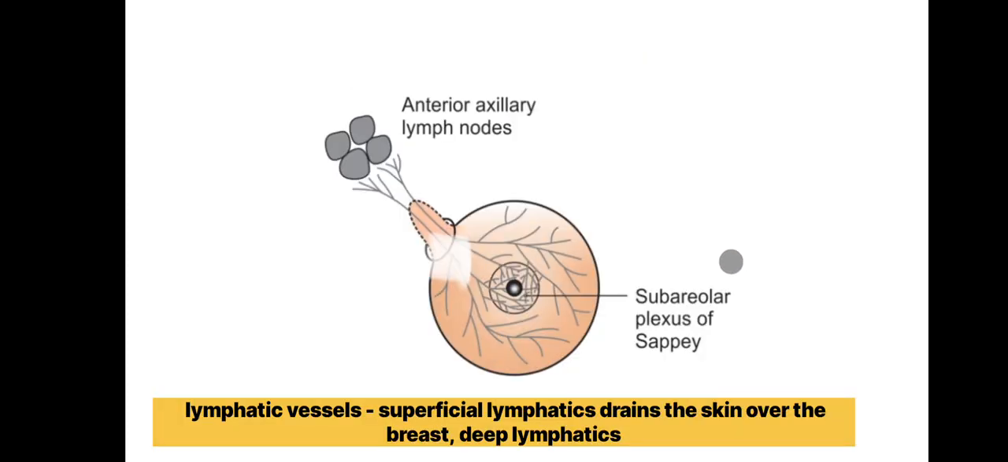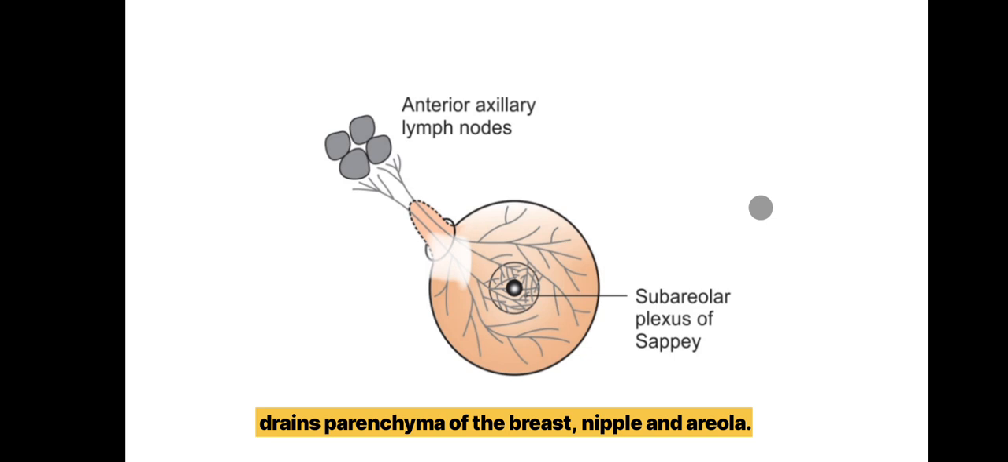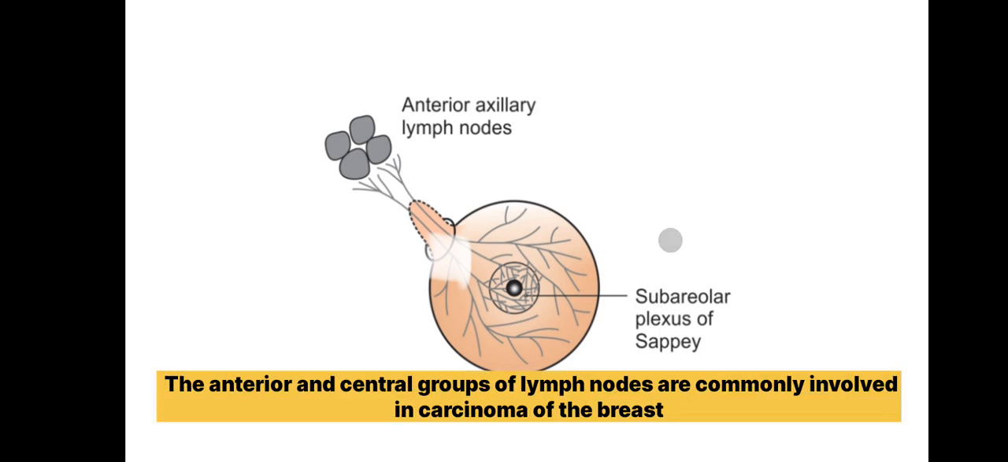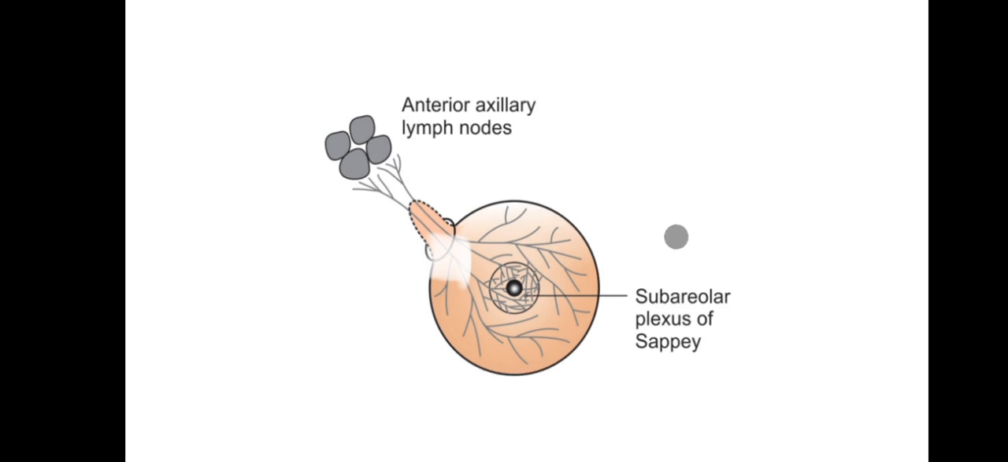Lymphatic vessels. Superficial lymphatics drain the skin over the breast. Deep lymphatics drain the parenchyma of the breast, nipple and areola. There is a subareolar plexus of Sappey. It is a lymphatic plexus present deep to the areola. The anterior and central groups of lymph nodes are commonly involved in carcinoma of the breast.